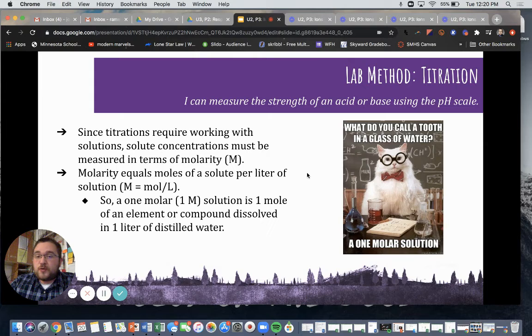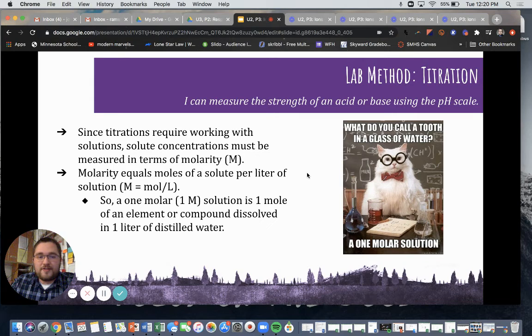Since titrations require working with solutions, solute concentrations must be measured in terms of molarity, or capital M, and we talked about that earlier. Molarity is moles of something over liters. So a 1 molar solution is 1 mole of an element or compound dissolved in 1 liter of distilled water.